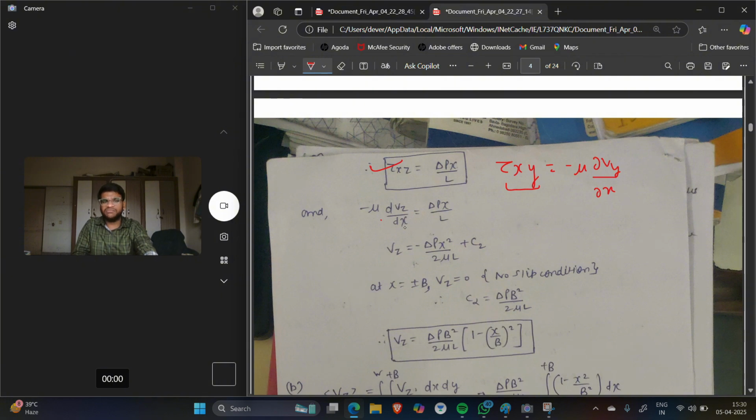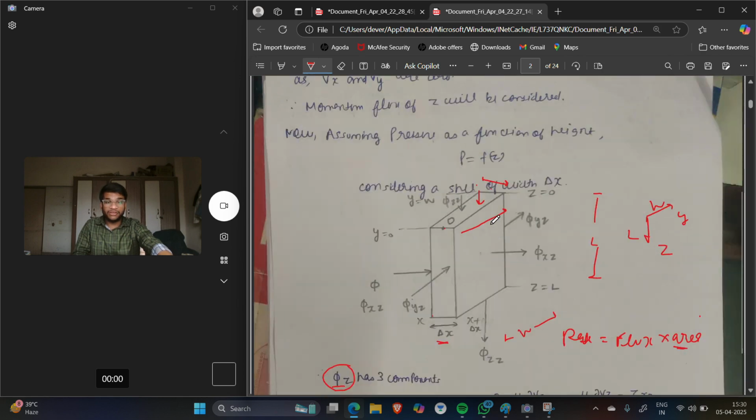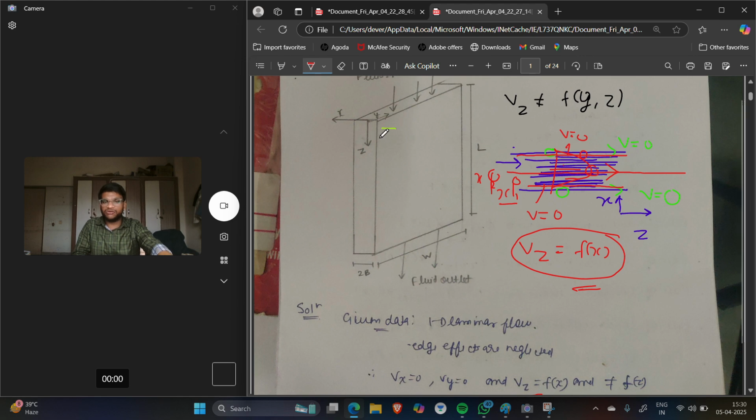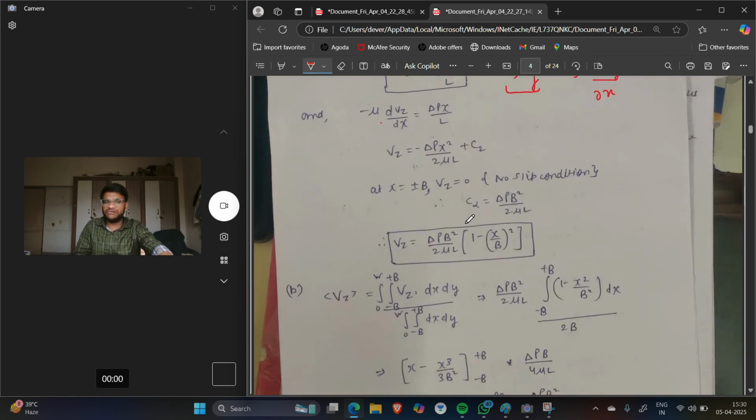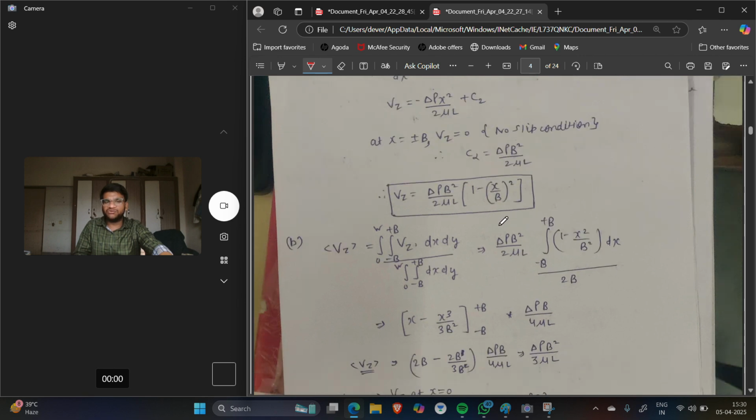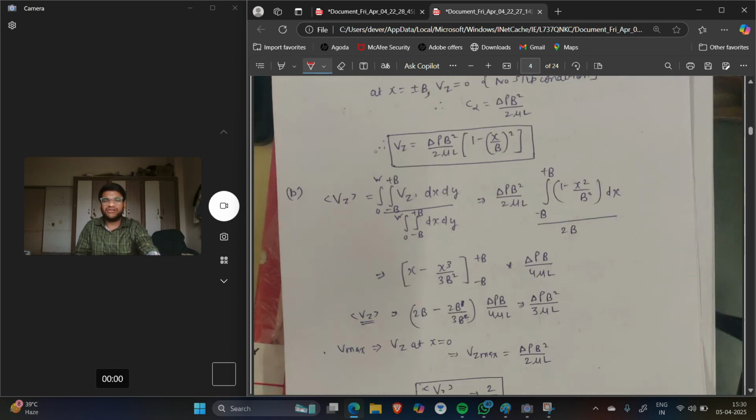Now I simply integrate it, and I apply the no slip condition, that at x equals minus b or plus b, these two walls are stationary. So the velocity of the layer of fluid in contact with this layer and this layer will be 0. If I consider my origin here, this is plus b and this is minus b. So at x equals plus or minus b, my velocity will be 0. So I will get C2, and here I will get my velocity profile.